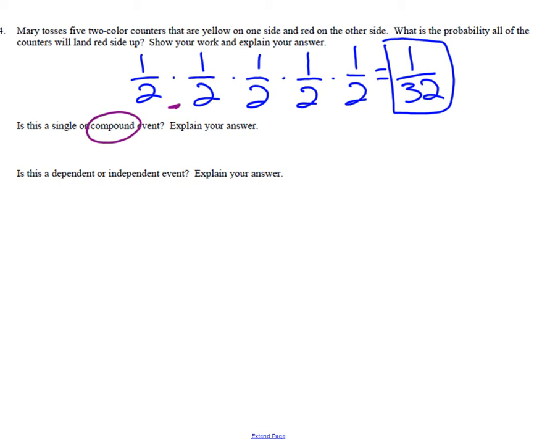Okay? Is this dependent or independent? This is independent. What's the difference again? Because we said, does this second roll or flip depend on the result of the first flip? No. Okay? Since they don't depend on each other, that means they're not dependent, which means they're the opposite, which is independent.